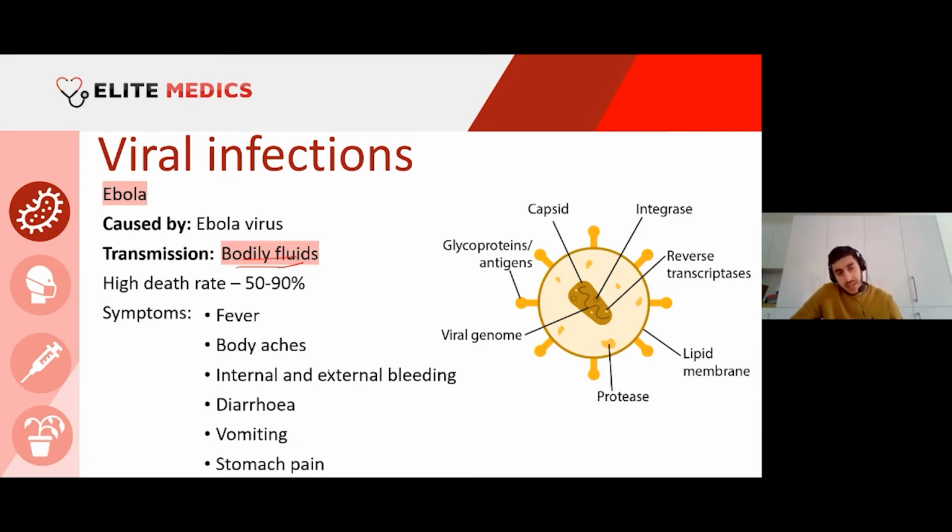But I think it's under control now. I think they managed to find a vaccine and it's all under control. It didn't really spread out of Africa much or anything. So yeah, that's another example of a viral infection.